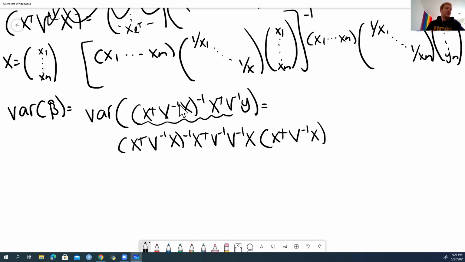Oh, no, the variance of y, sorry. The variance of y is still v. Sorry, there should be a v here. Inverse, and then obviously that cancels out because these cancel out, and then one of these cancels out with this, so that cancels out, and you're just left with x transpose v inverse x inverse.